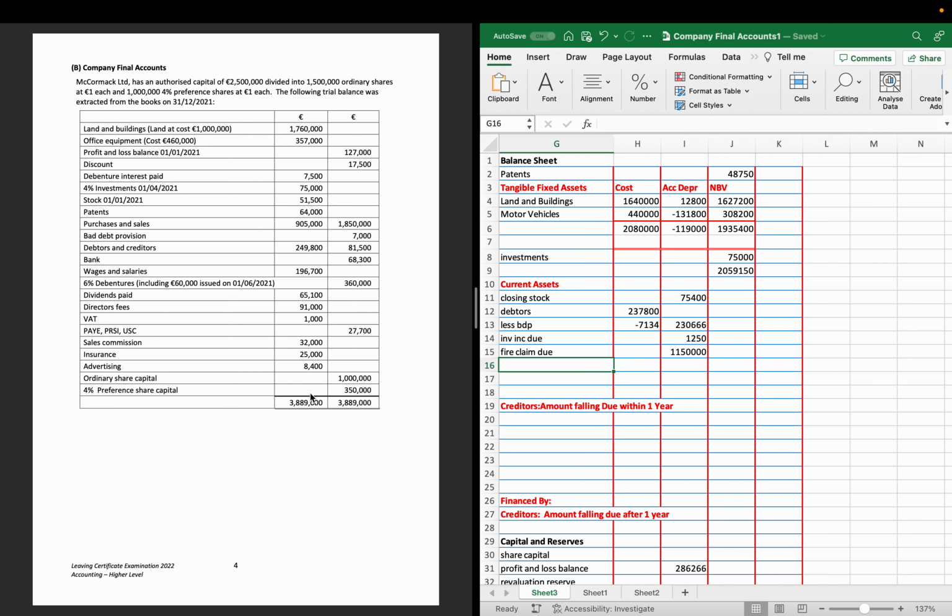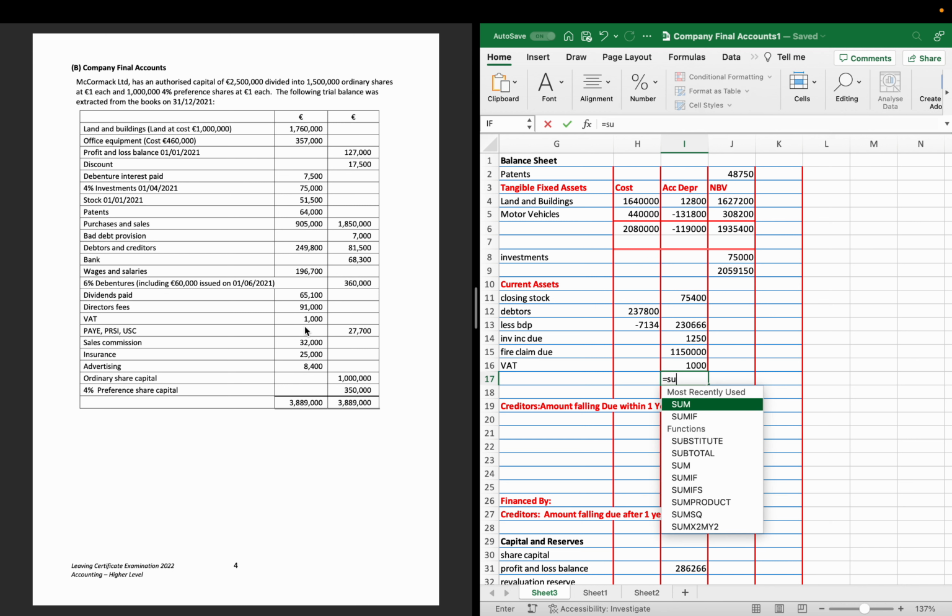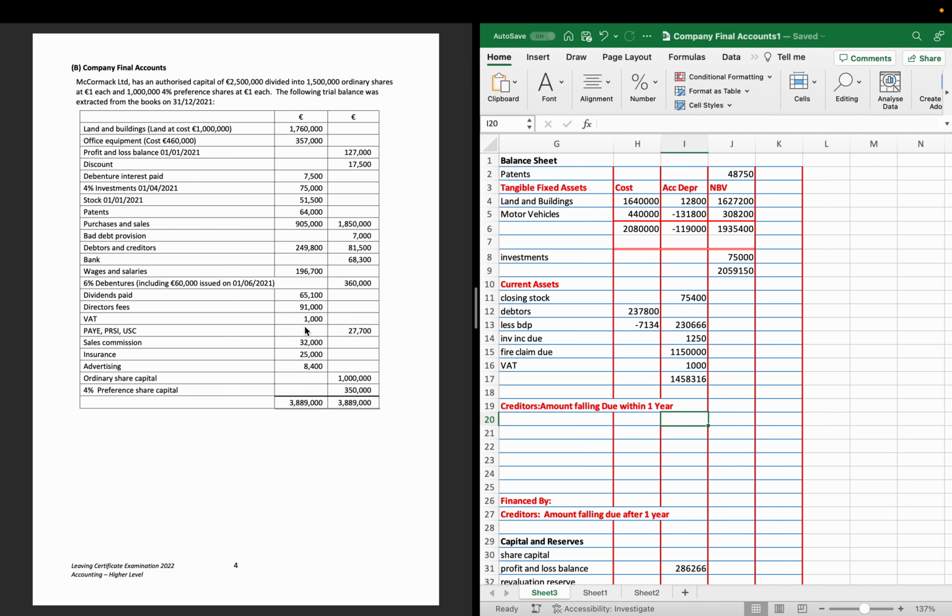And then just check and see if you've any more debits. So you've got the VAT of 1,000. There's no debits left now. We've done everything correctly. You'll be ticking these off as you go. Make sure you've got everything in. So that'll leave us with, it's definitely wrong, there's one too many zeros in that. That will leave us with our current liabilities.